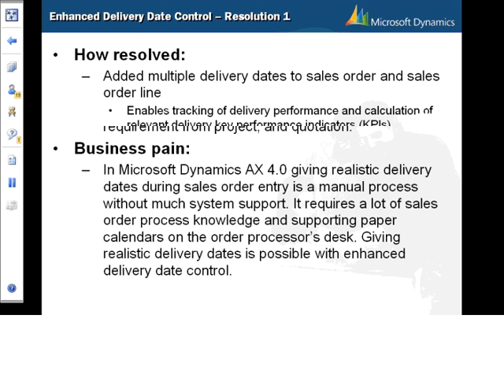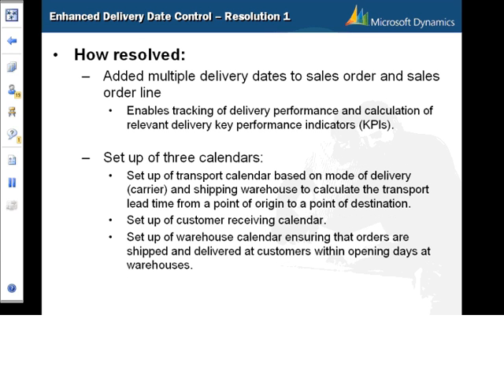How to resolve? Add multiple delivery dates to the sales order and sales order line. It will enable tracking of delivery performance and calculation of relevant delivery key performance indicators.